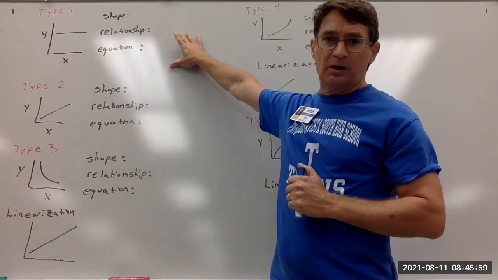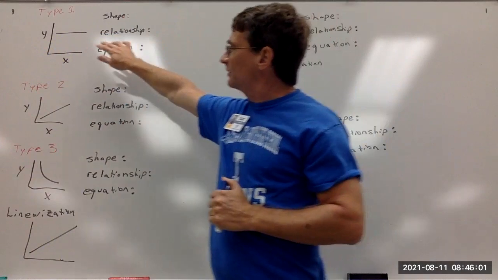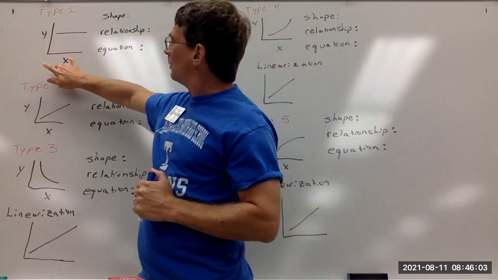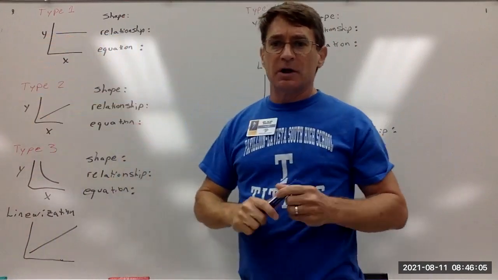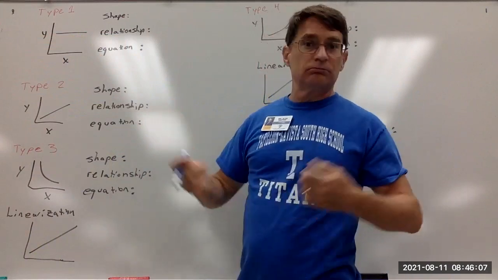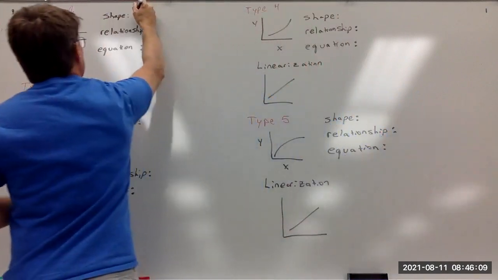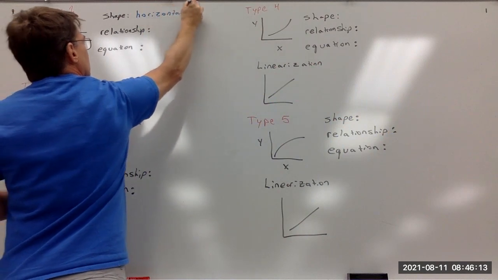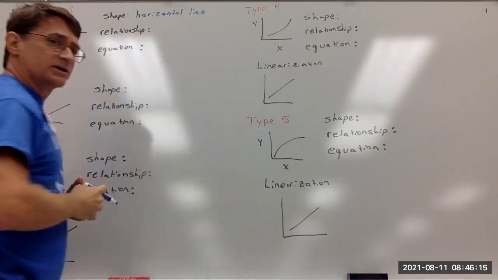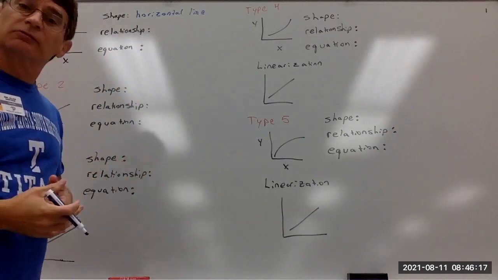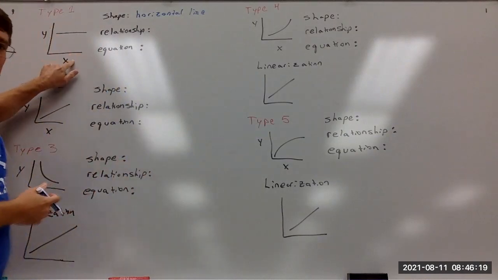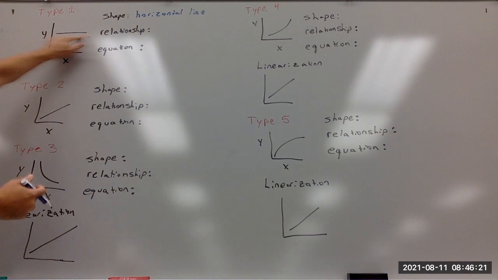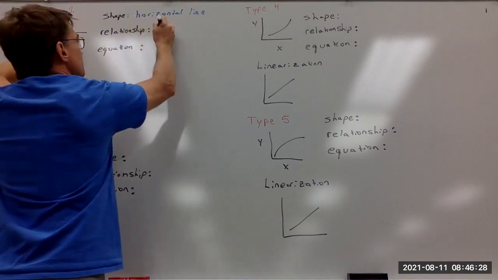First one is just a flat line, y and x, and we have a horizontal line. The shape is a horizontal line. Nothing fancy about that. Relationship? Well, there's no relationship. No matter what the x is, the y stays constant. So there's no relationship there.